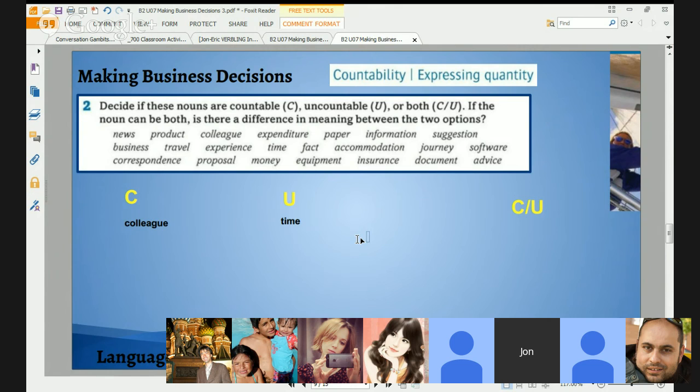News. Got it. Well, can we say it's both? So can we say one news? Is it possible? Can we say one news? Is it possible, William? I want to hear one news. One news. Is it possible or not? Yes. Not in English. So actually, let's do it like this.